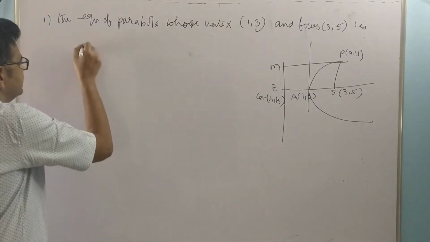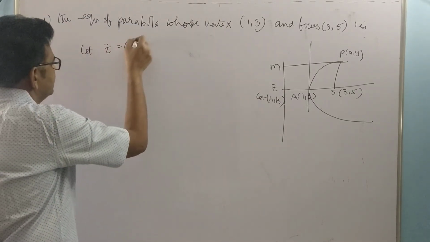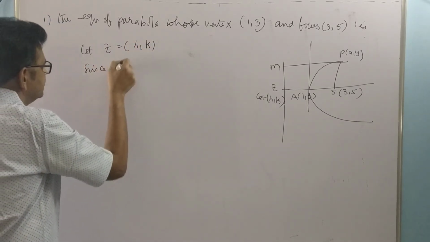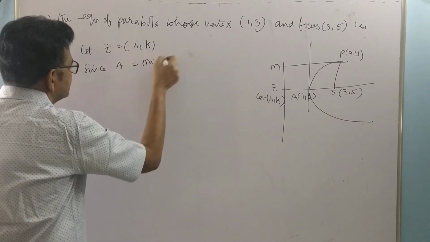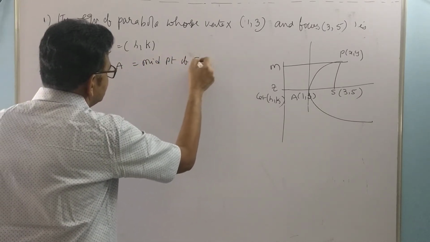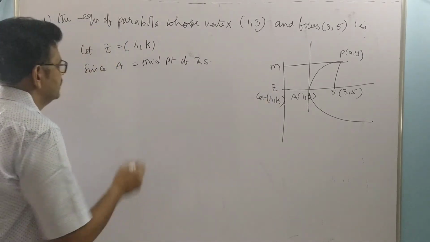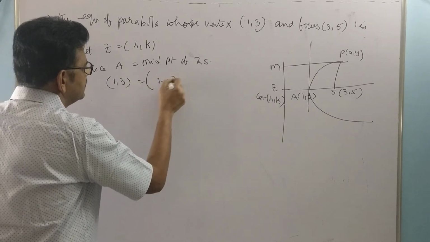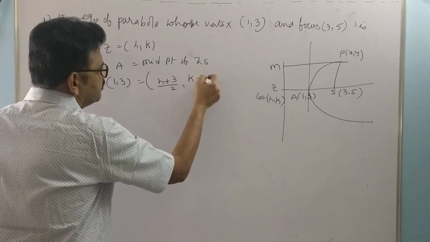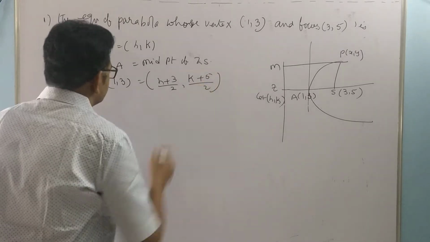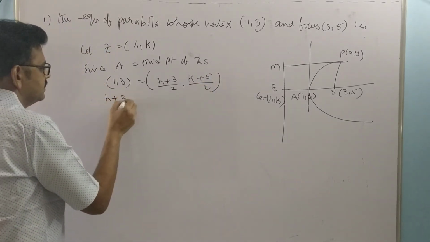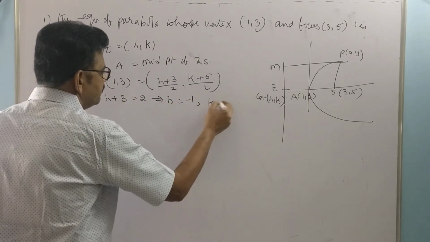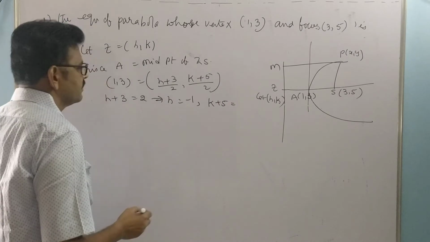Okay, let the Z coordinates be (h, k). Since A is the midpoint of ZS, from the standard form of parabola theorem, (1, 3) is equal to ((h plus 3) by 2, (k plus 5) by 2). Therefore h plus 3 is equal to 2, which implies h equals -1, and k plus 5 is equal to 6.